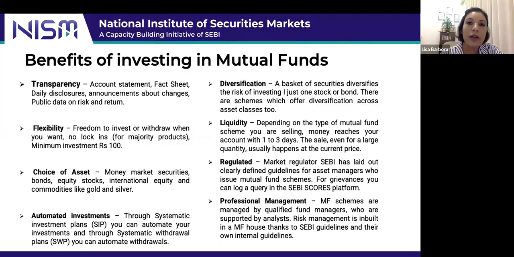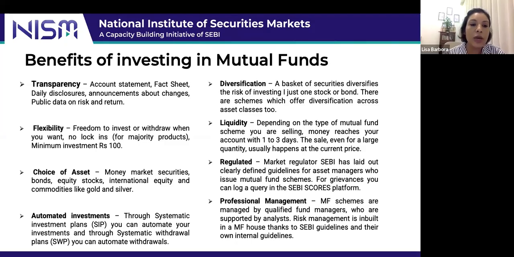Choice of asset, of course, right from money market securities to now even InvITs and REITs are available across different mutual fund schemes. InvITs and REITs are available only in the multi-asset format of mutual fund schemes, but you can get exposure to whatever asset you want.